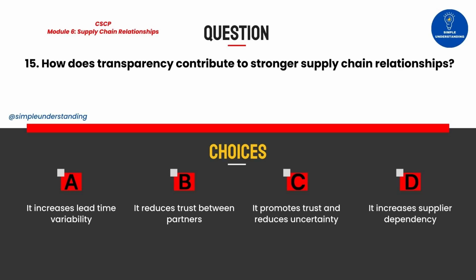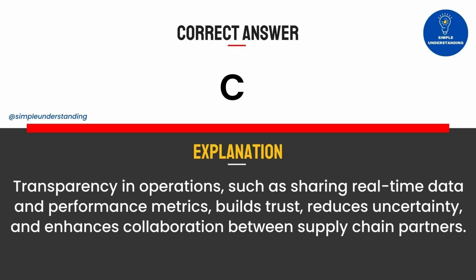15. How does transparency contribute to stronger supply chain relationships? A. It increases lead time variability. B. It reduces trust between partners. C. It promotes trust and reduces uncertainty. D. It increases supplier dependency. Correct answer: C. Explanation: Transparency in operations, such as sharing real-time data and performance metrics, builds trust, reduces uncertainty, and enhances collaboration between supply chain partners.